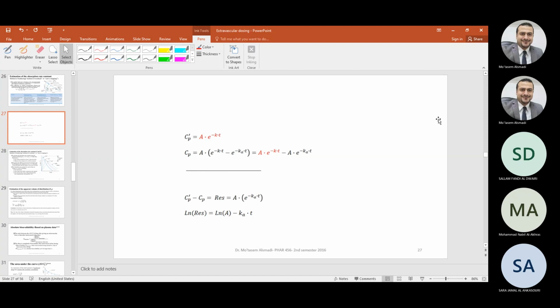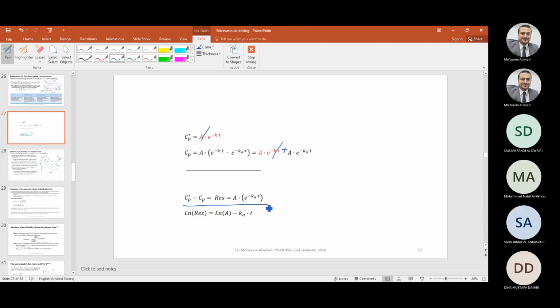This is Cp prime, A multiplied by e to the power minus K t, while Cp is equal to A multiplied by e to the power minus K t minus e to the power minus Ka t. So the terms in red are the same. When you take the difference between these two equations, what will happen? They will cancel out, and then you have minus minus here, which is equivalent to positive. So the difference between them, which is the residual, is equal to A multiplied by e to the minus Ka multiplied by t.